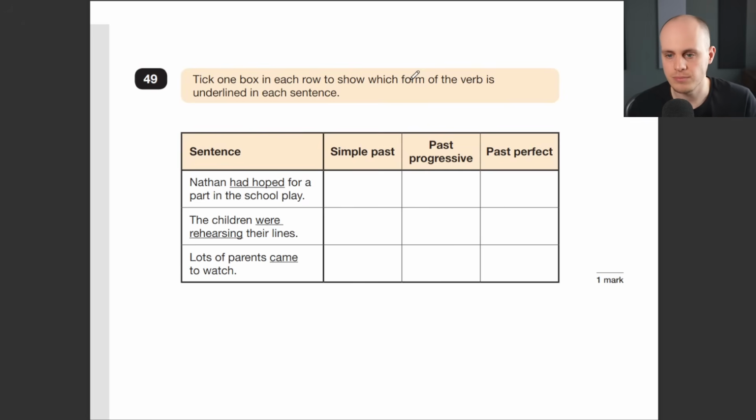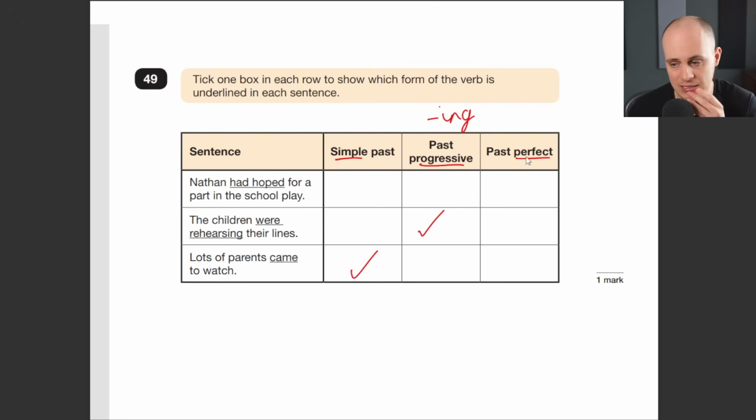Number 49. We've got to tick 1 box in each row to show which form of the verb is underlined in the sentence. So we've got had hoped, were rehearsing, and came. Now, watch this. I'm going to very quickly teach you this. We've got simple, progressive, and perfect. They're all in the past tense, so we can kind of ignore that bit and just think about what these words mean. Simple, I already told you, it's when it's one word, it's the simplest version. That's clearly the simple one. Progressive is when you use ing on your verb in the sentence to make it sound like it's still progressing, okay? So ing is in this one.